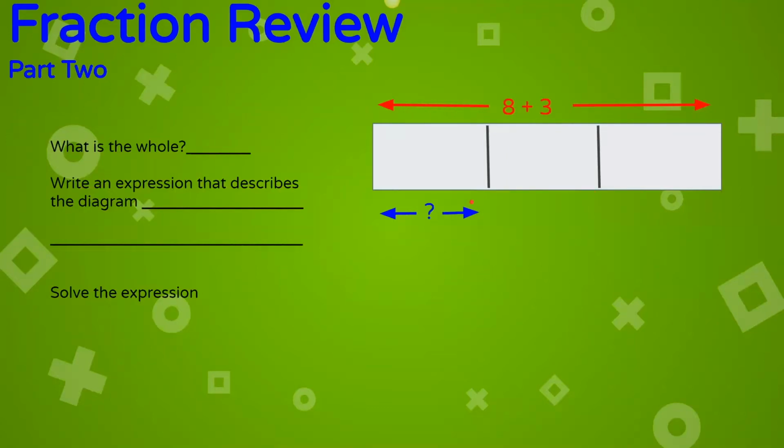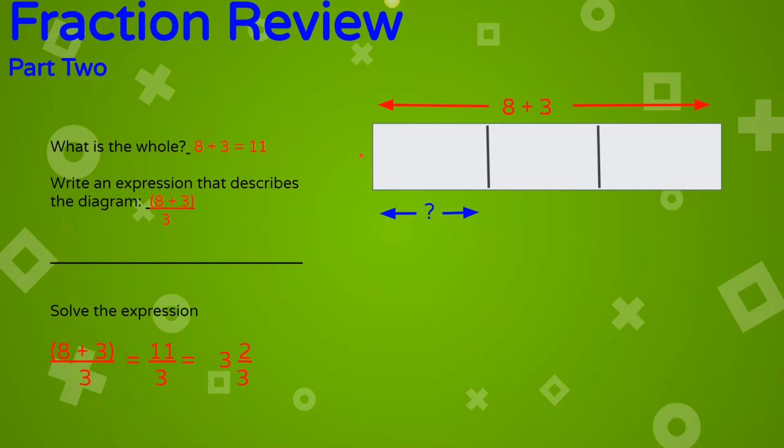And we have a tape diagram. We know that the whole is going to be the sum of 8 and 3. It's asking us how much one of these 3 equivalent parts would be. So what they want us to do now is answer these questions. What is the whole? Write an expression that describes the diagram, and then finally solve the expression. This should only take you a couple of minutes. Take 2-3 minutes, fill in the answers, and then we'll go over them in the next slide.